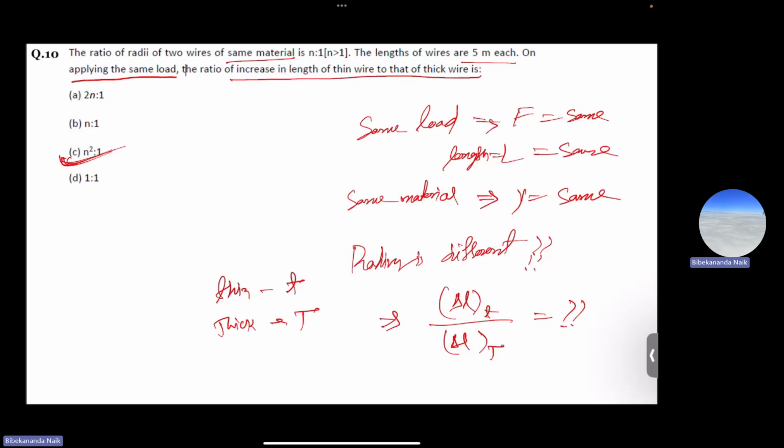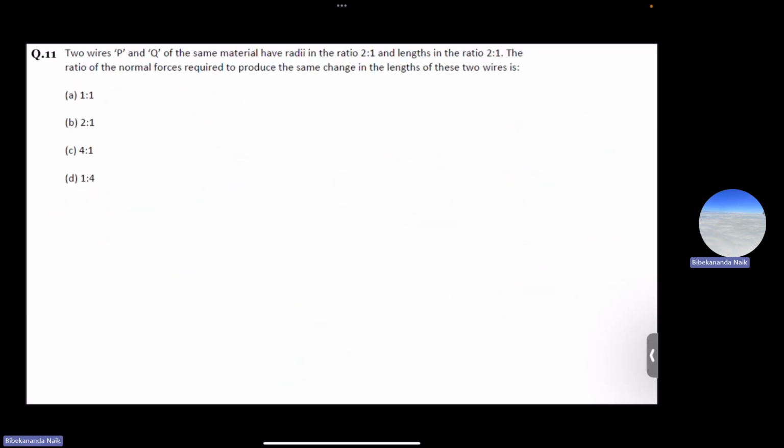So if all other parameters are fixed, the increase in length is inversely proportional to the radius square. So if this is clear to everyone, I will move to question number 11.